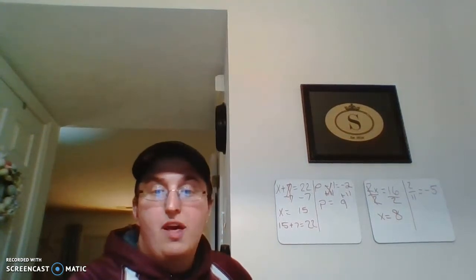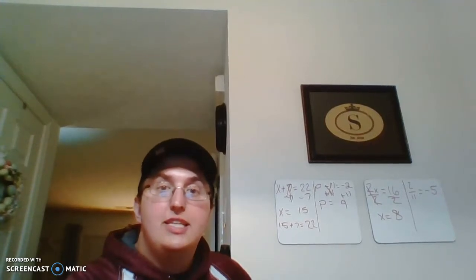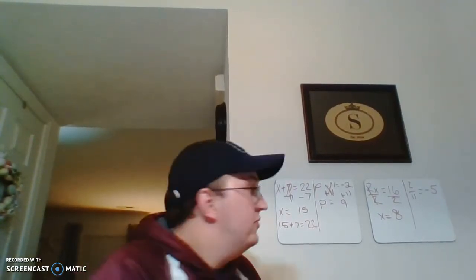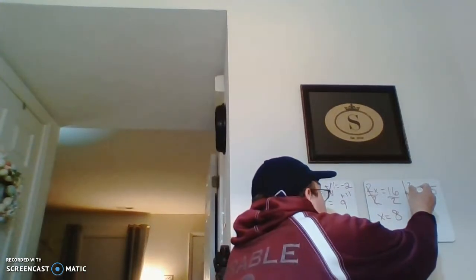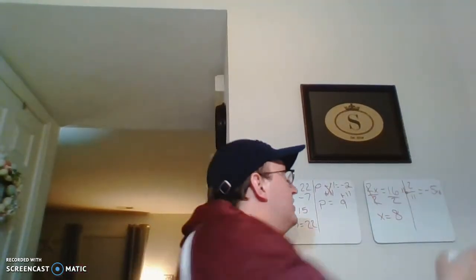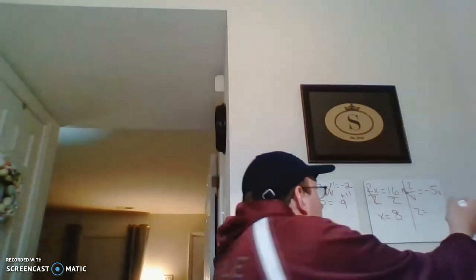The last problem we have up here is z over 11 equals negative 5. So remember, a fraction is a division problem. So the opposite of division, multiplication. Times by 11, times 11. The 2 11s are going to cancel out on this side. And then negative 5 times 11 is negative 55, because a negative times a positive is a negative.